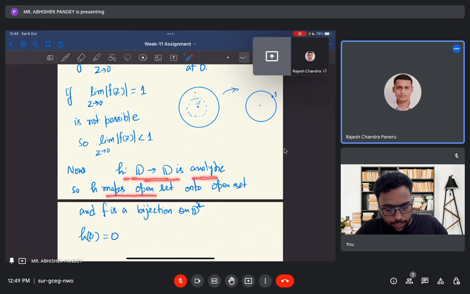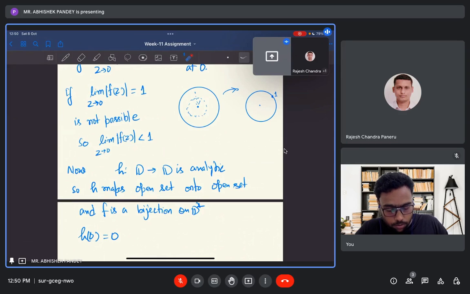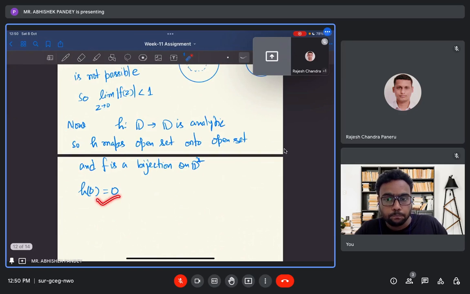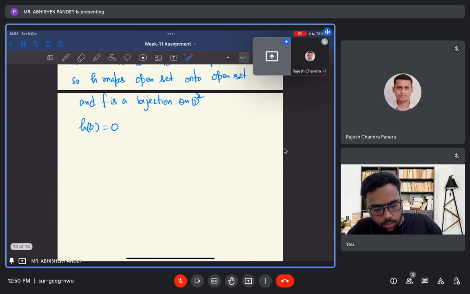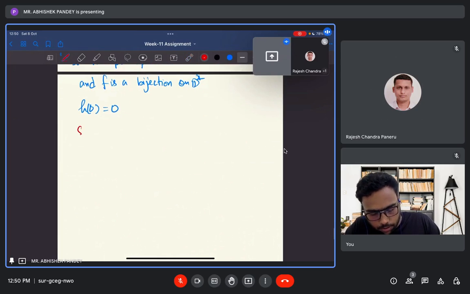And since f is holomorphic, h maps open set to open set. And f is a bijection on D star, so you can see this one. Now h(0) is 0, so you can apply the Schwarz lemma.